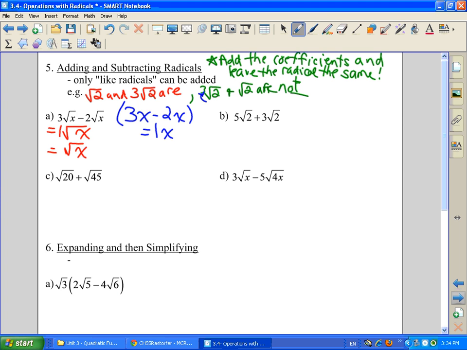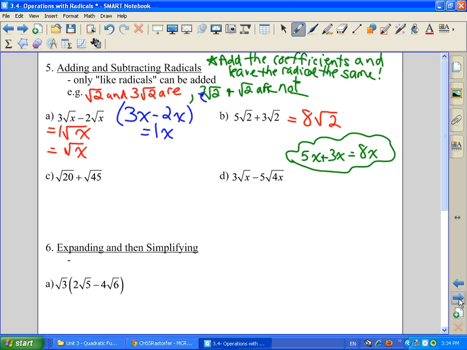Next one, if I have 5 root 2 plus 3 root 2, that's going to be 8 root 2. Again, if you need to change it just to help you understand that, just remember back to grade 9 or 10 when you had 5x plus 3x. That's going to equal 8x.